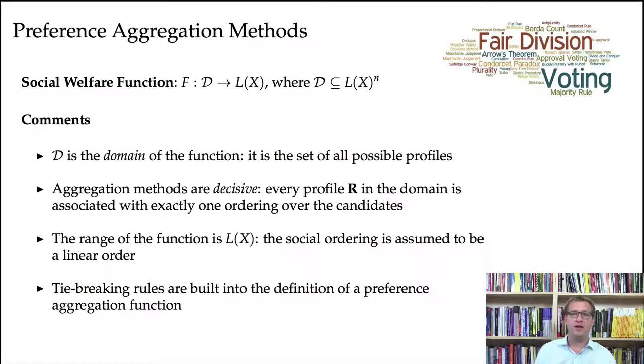A few comments about this way of thinking about group decision-making methods. First of all, D is just the domain of the function, and note that in general, we're not assuming that the domain is necessarily all possible profiles of linear orderings over the set X, but rather just maybe some subset of that.